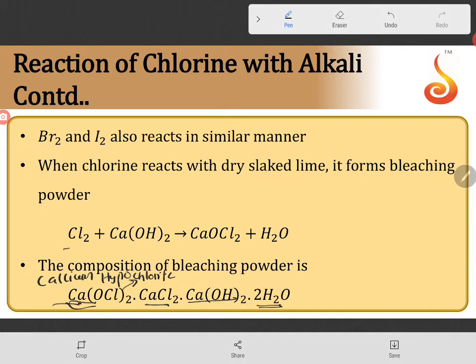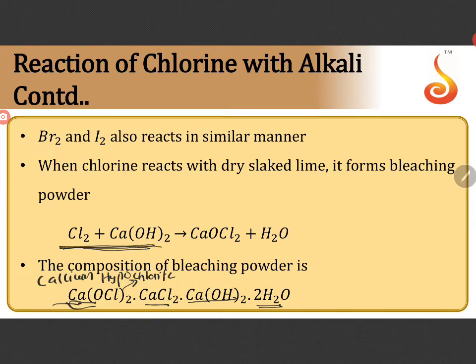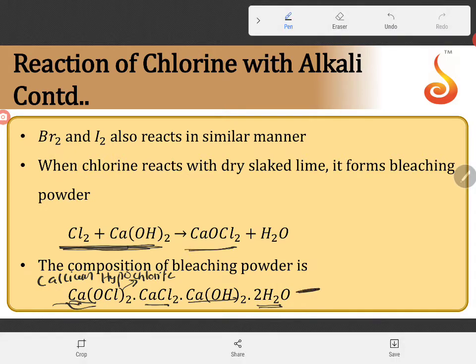But when chlorine reacts with dry slaked lime, you are getting bleaching powder in the purest form. This is not bleaching powder in the purest form, it's a composition of bleaching powder. That means bleaching powder contains this much amount of mixtures.